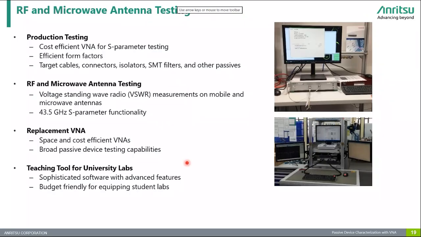VNAs also serve as excellent replacement solutions for older, bulkier instruments. Modern VNAs are space and cost efficient, and they maintain broad testing capabilities for a wide range of passive devices. Lastly, VNAs are increasingly used as teaching tools in university labs. Their sophisticated software combined with affordable pricing makes them ideal for hands-on learning in RF and microwave engineering courses. Students can explore real-world measurements from basic S parameters to advanced time domain analysis using the same tools found in industry.